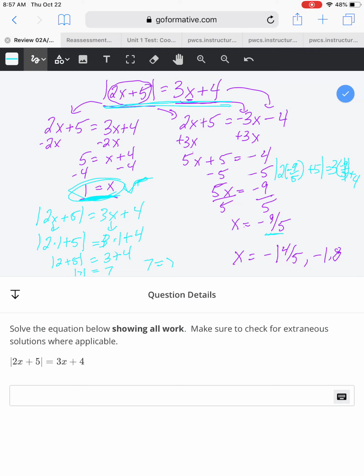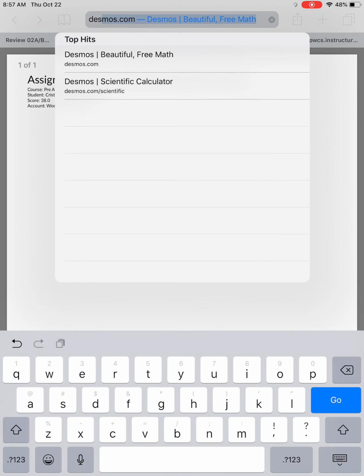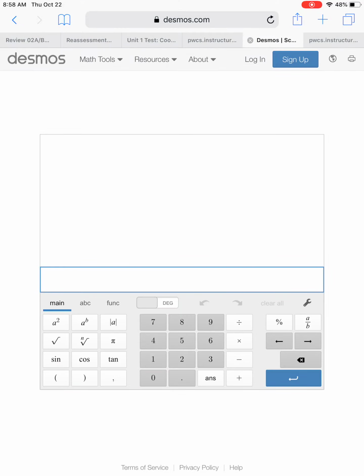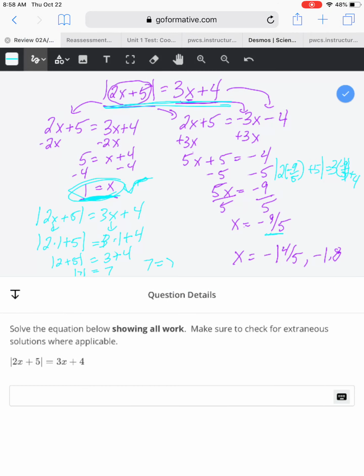Okay, so it's going to be kind of nasty. If you don't want to deal with that, you can go to your Desmos scientific calculator, and you can have that popped up. And so what you do is you put the problem in. So I'm going to go back to this. I know it's going to be the absolute value of 2 times negative 9/5 plus 5.